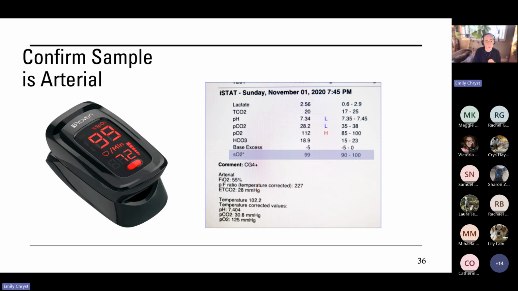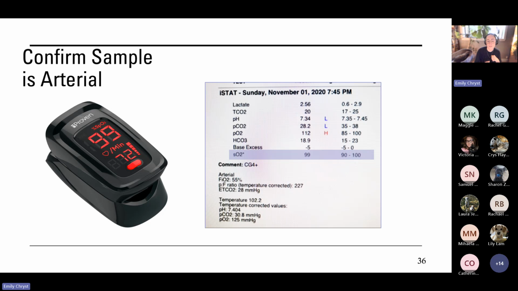So how do we know that our sample is arterial if we're taking it off the needle in cases like that? Well, we can confirm with our pulse ox. That's a really nice, easy one. If the SO2 matches our pulse ox, these are measuring the same thing, then we know that our sample is arterial. The other thing that we can do is pull a venous sample and compare if needed.